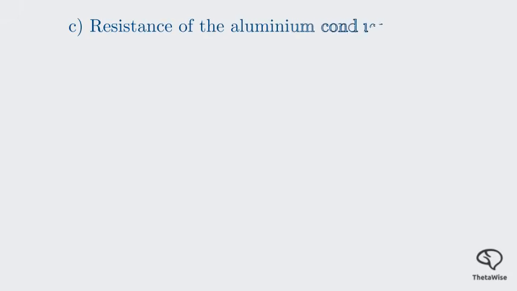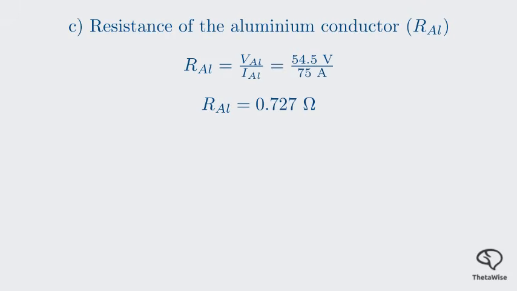For part C, we need to find the resistance of the aluminum conductor, RAl. We can use the same voltage, 54.5 volts, since the branches are in parallel. Using Ohm's law again, RAl equals VAl divided by IAl. That's 54.5 volts divided by the 75 amps given in the problem. The resistance of the aluminum conductor is 0.727 ohms.